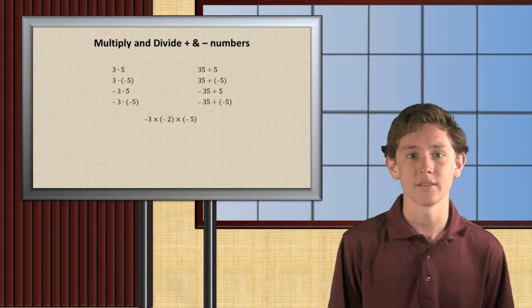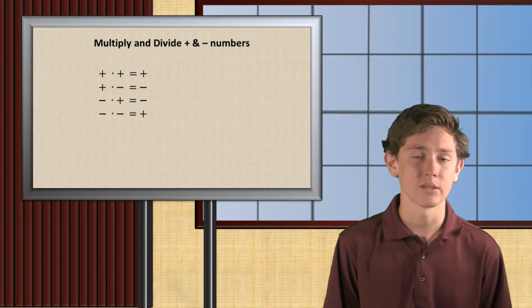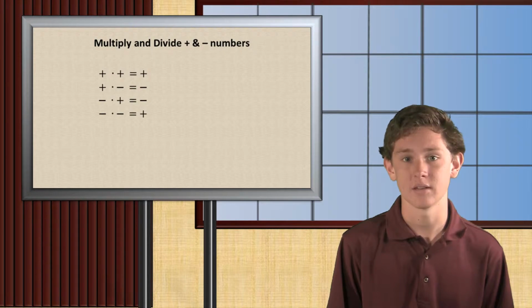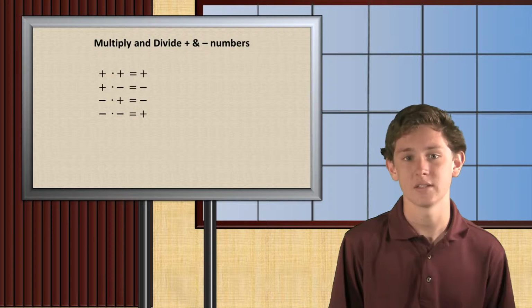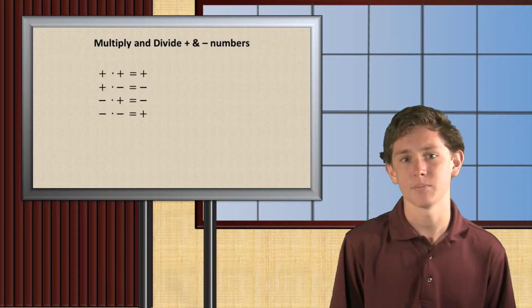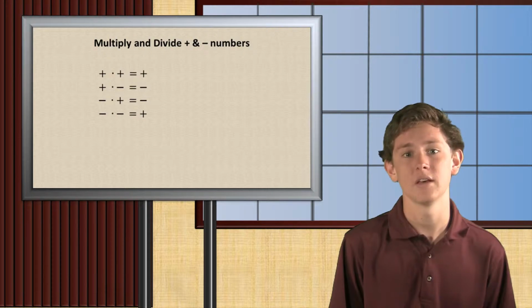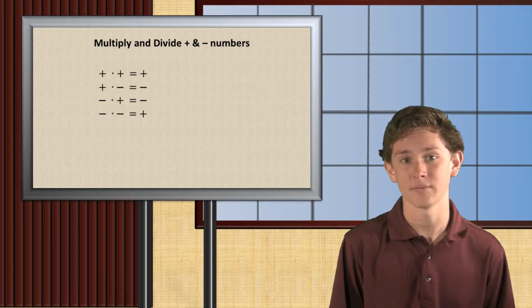The table looks like this. 2 positive numbers multiplied together makes a positive number. Likewise, a positive times a negative is negative. A negative times a positive is negative, and a negative times a negative is a positive. The negative times a negative becomes a positive for the same reason that minus negative 6 is a positive. 2 negative signs are hitting the same number.